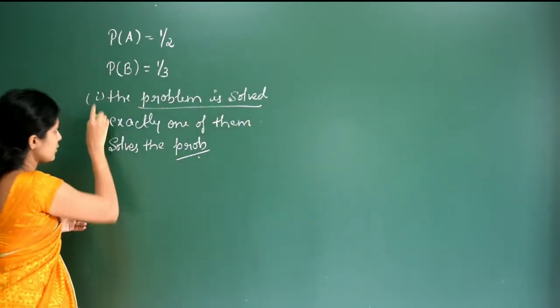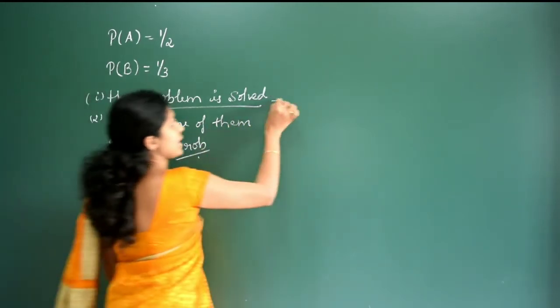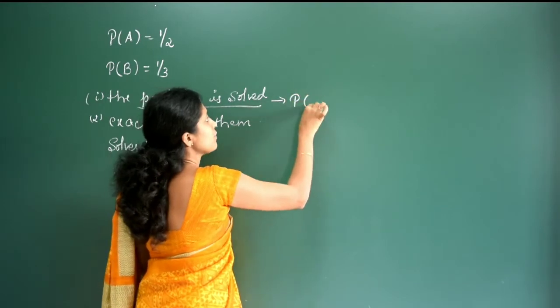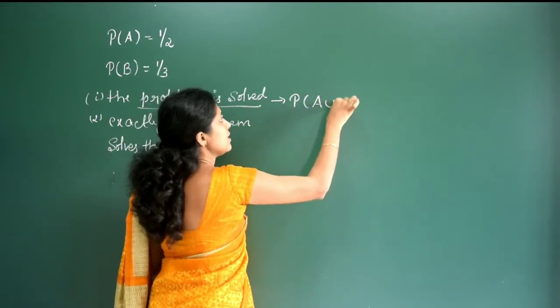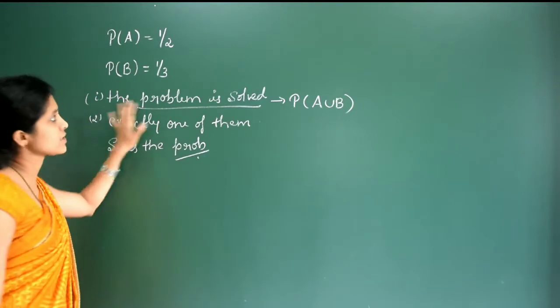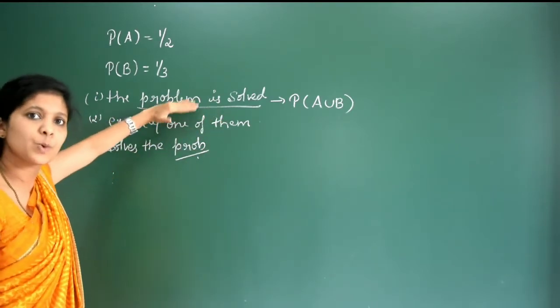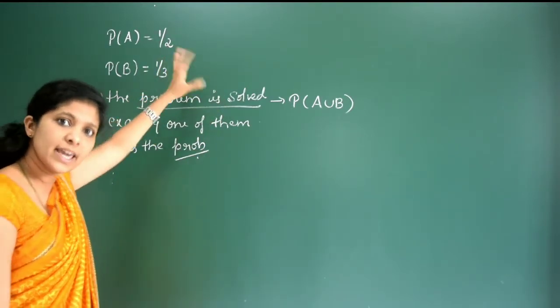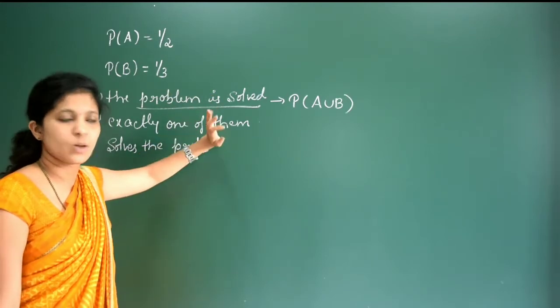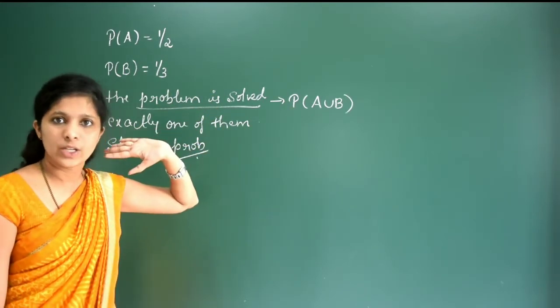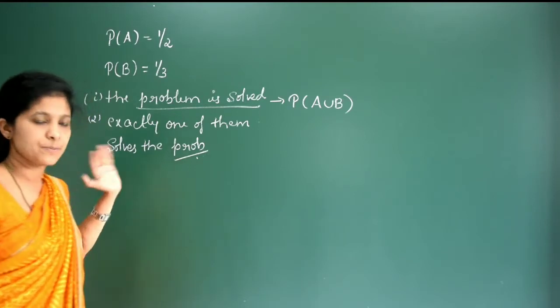So what will be the formula for the first one? Here you need to find probability of A union B. Is it clear? The question is the problem is solved. Probability that the problem is solved means either A or B or both can solve. That means probability of A union B we have to find for the first one.